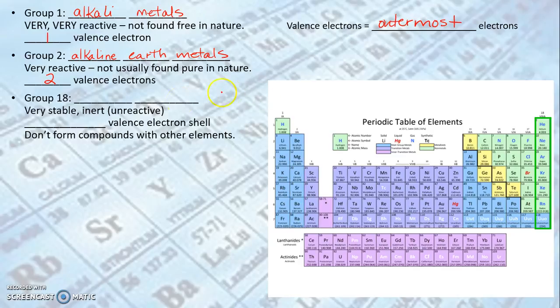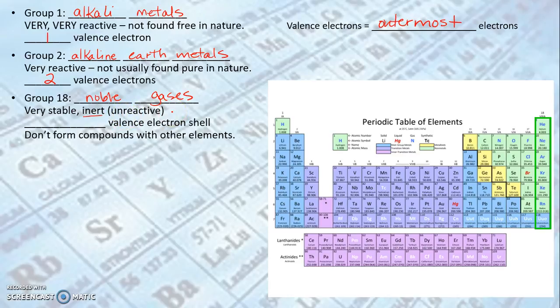Group 18, we call them the noble gases. They are the noble gases, the royalty of the periodic table. All of the elements on the periodic table are trying to be just like them. They're snobs. They are very stable, and they are inert, which means they don't react. They don't interact. They don't do anything.